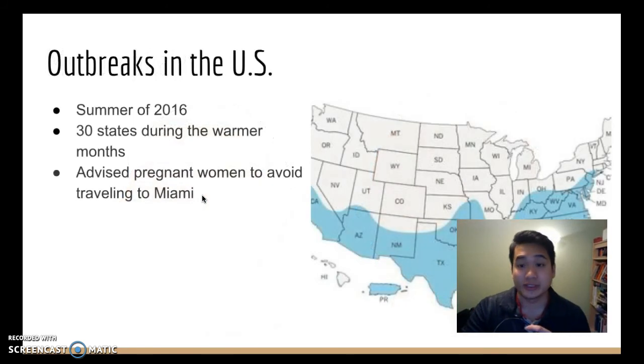These outbreaks in the U.S. During these outbreaks, they advise pregnant women to avoid traveling to certain places in the U.S. because of these complications, specifically Miami. This occurred in the summer of 2016. 30 states were thought to have these outbreaks due to their warmer climates, especially Texas, Florida, and California.